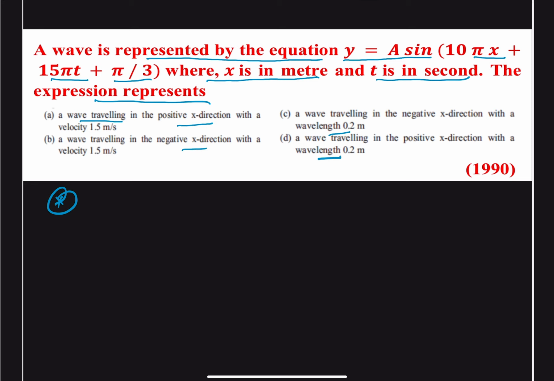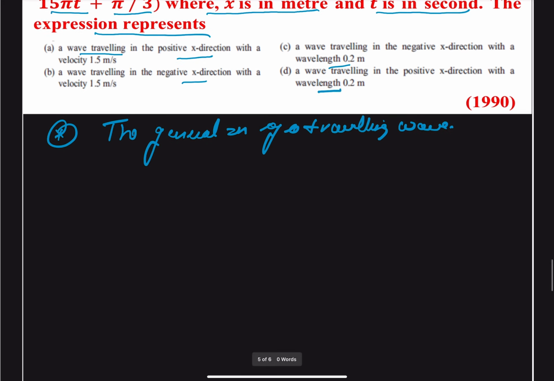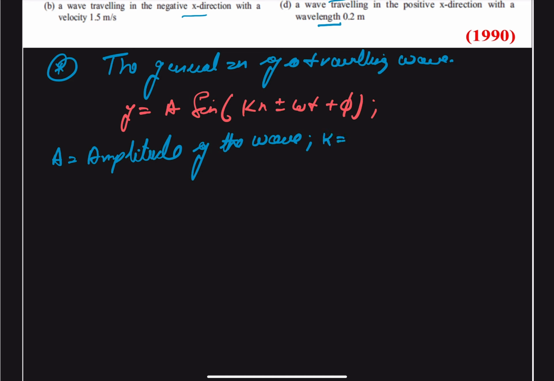The general equation of a traveling wave is given as y = A sin(kx ± ωt + φ). Here A is the amplitude of the wave. k is the wave number, which is given as 2π upon λ, and λ is the wavelength.